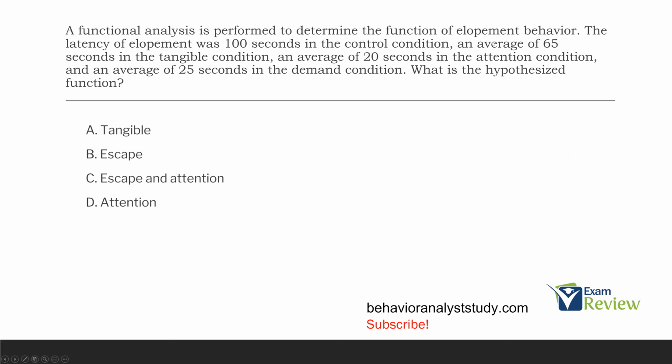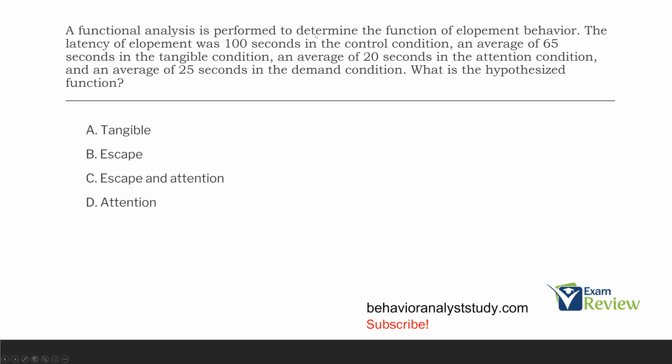First, we are trying to determine the function. We're looking at a functional analysis for elopement. So think about elopement. Elopement occurs when someone tries to get away, right? They're running away, they're escaping, that sort of thing. If we're looking at the latency of elopement, then we're looking at the time from the presentation of the SD to when the elopement starts. So if an SD is causing elopement, we expect that latency to be very short.